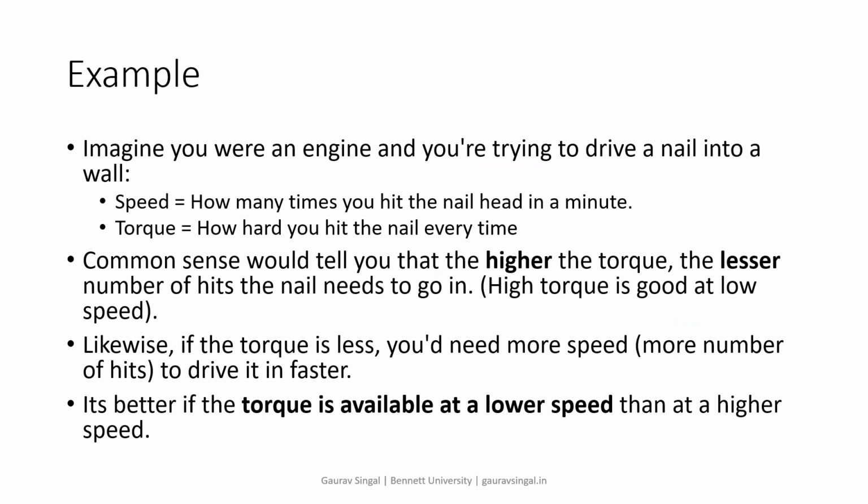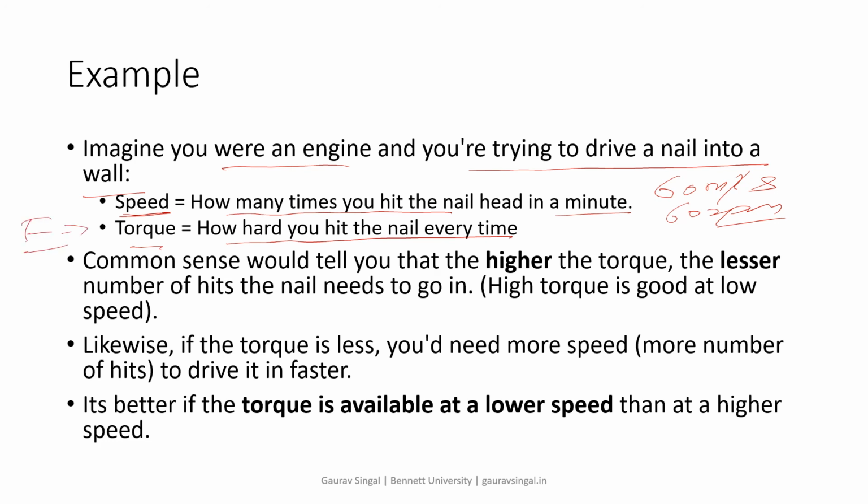I'm just telling you one example, a very famous example. You are an engine, and you are trying to drive a nail into a wall. Speed is how many times you hit the nail in a minute, say 60 revolutions per minute. That is basically speed. And torque is how hard you are hitting the nail, how much force you are applying to insert the nail into the wall. That is the basic comparison between speed and torque.